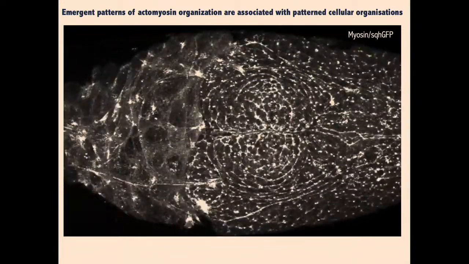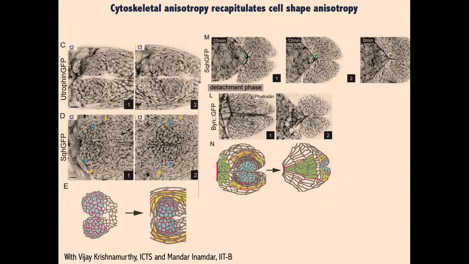So some still images of myosin are seen here. This is how we think about it: in the central zone you have random enrichments of myosin, but as you move especially towards the lateral zones, you have these supracellular cables.